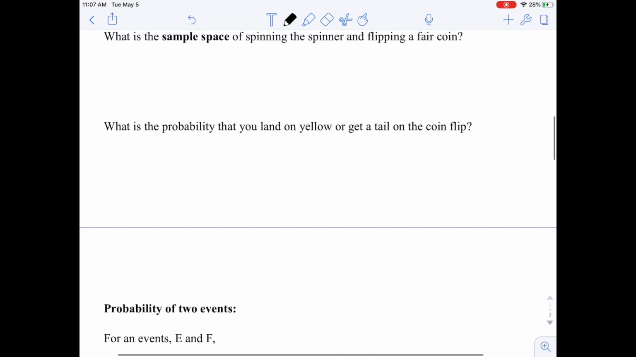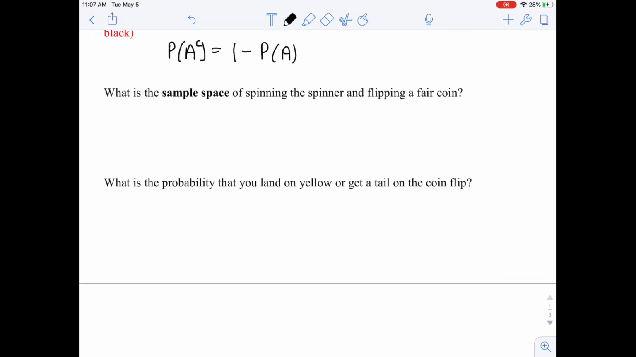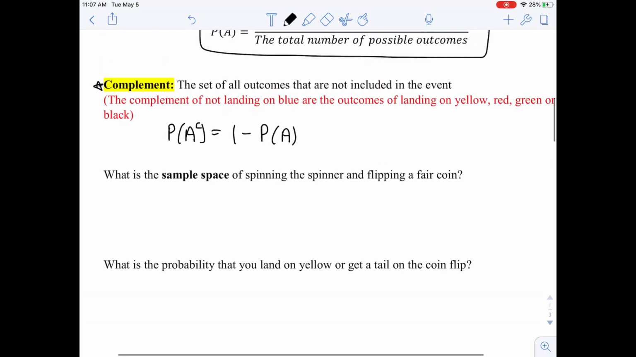As we continue here, let's talk about another question. We're going to talk about sample space. So sample space is all the possible things that could happen. You list out all those outcomes. So they want us to answer the question, what is the sample space of spinning the spinner and flipping a fair coin? So we're going to do 2 different things. If we think about this, we usually put our sample space inside brackets.